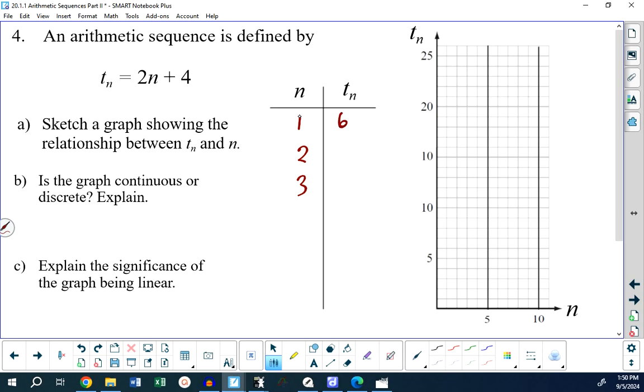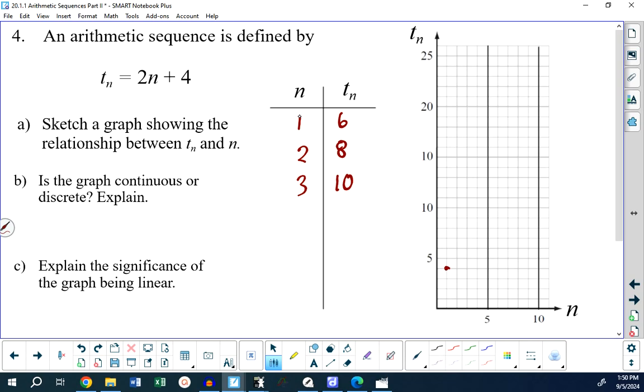Am I wrong, or is the 1st term not 6? 6, isn't it? Put in 2 for n, 2 times 2, plus 4 is 8. And 10. Why is this going up by 2 each time we increase n by 1? Because the common difference happens to be 2. So we're just going to plot these points.